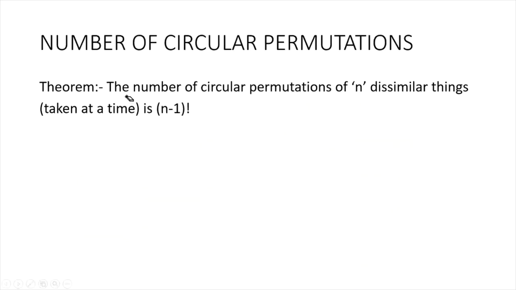Now, this theorem tells us how many circular permutations we can form using n distinct objects. And the statement of the theorem is like this. The number of circular permutations of n dissimilar things taken all at a time is going to be n minus 1 factorial. I repeat, the number of circular permutations of n distinct objects taken all at a time is going to be n minus 1 factorial. So we have to give the proof for this statement. So let the given objects be A1, A2, A3 and so on up to AN. These are our n objects.